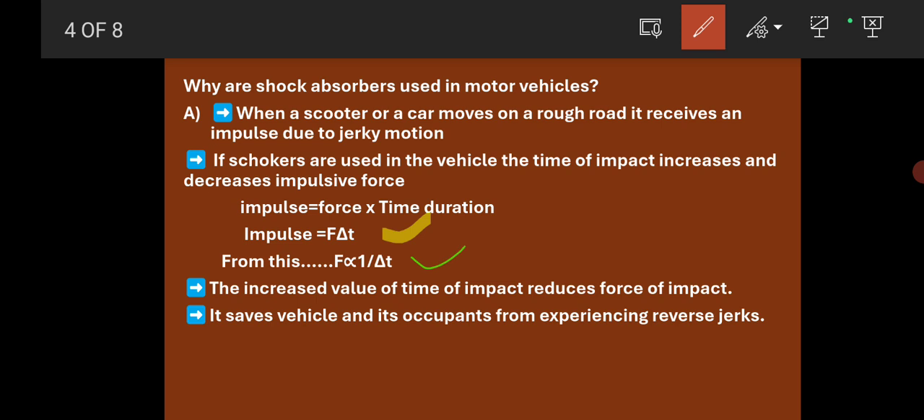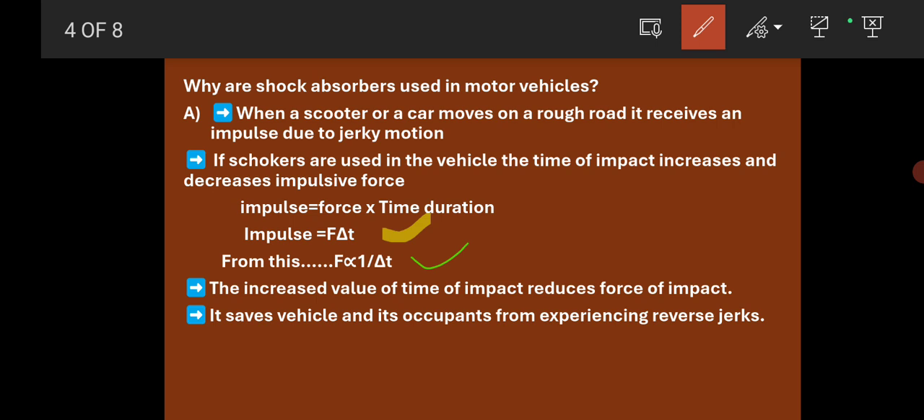So 1 by delta t means what? The impulsive force is inversely proportional to the time of impact. Inversely proportional means that if the time of impact increases, the impulsive force decreases. If the time of impact decreases, the impulsive force increases.